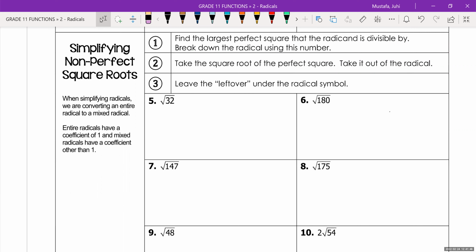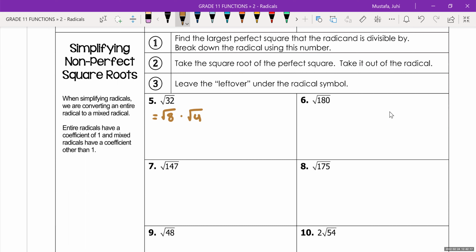Okay, so we don't have a calculator. We're trying to figure out what the square root of 32 is. What we're going to do is break this radical up into smaller radicals. So can we think of 2 numbers that multiply to give us 32? Yep, so we're going to break this up into root 8 times root 4. When I say break up, I mean simplify. And our goal is to try to get a perfect square.